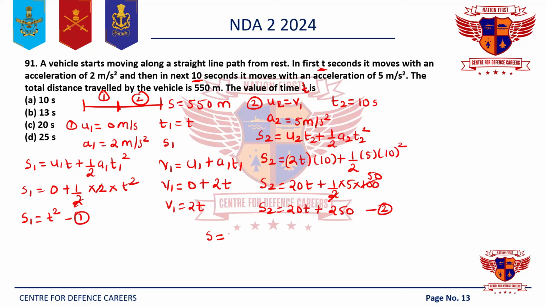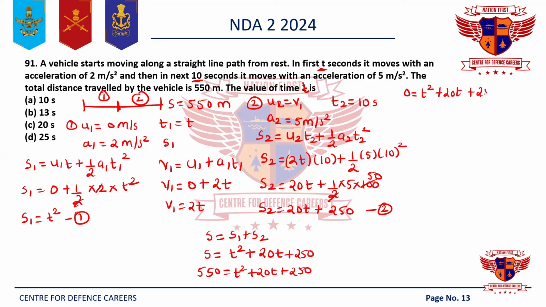Our total distance S will be equal to S1 plus S2. From equation 1, S1 is equal to t square, and from equation number 2, we can write 20t plus 250. And we know that S is equal to 550, equal to t square plus 20t plus 250. Now taking the 550 on the other side, we get 0 equal to t square plus 20t plus 250 minus 550. So we get 0 equal to t square plus 20t minus 300.